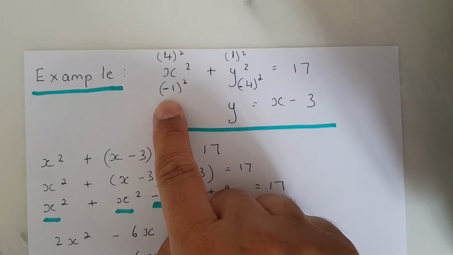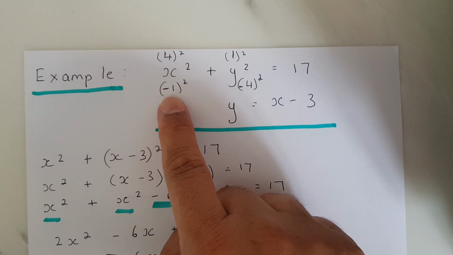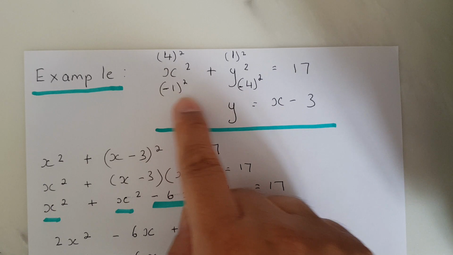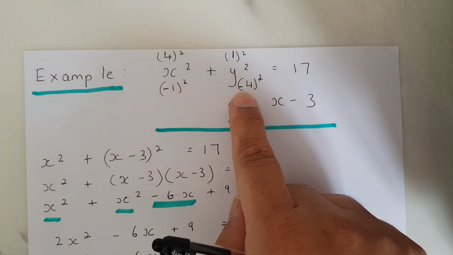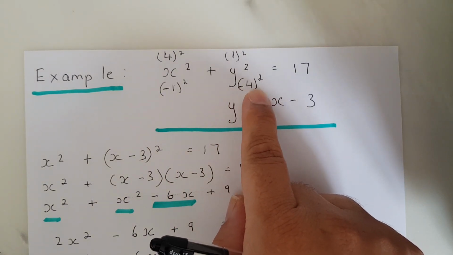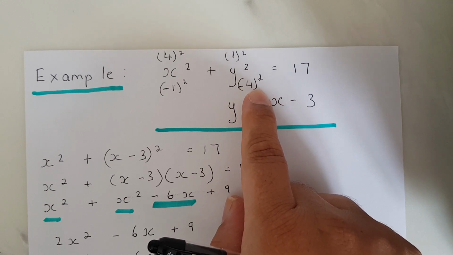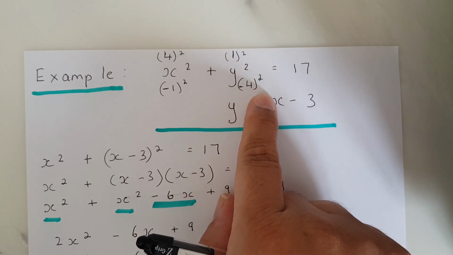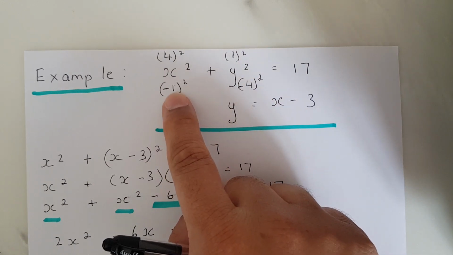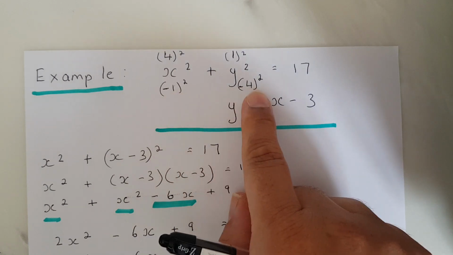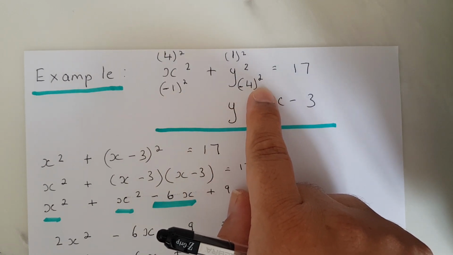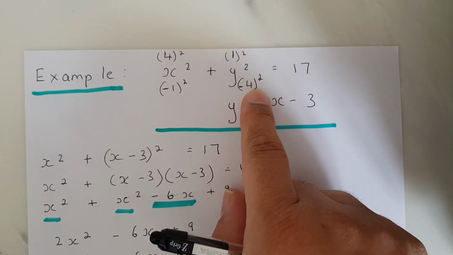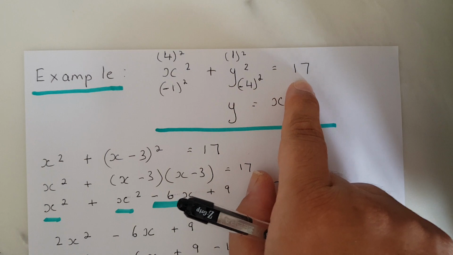When you square a negative number, it becomes a positive. So minus 1 squared is the same as 1 squared, which would be 1. When you square minus 4, it will be a positive number. So minus 4 times minus 4 will become a positive number, just 16. 4 times 4 is 16. So 1 add 16 is 17.